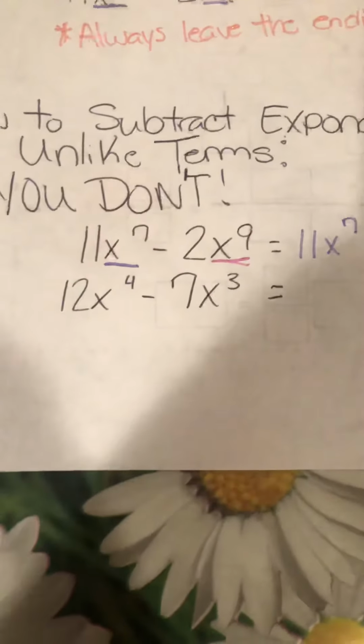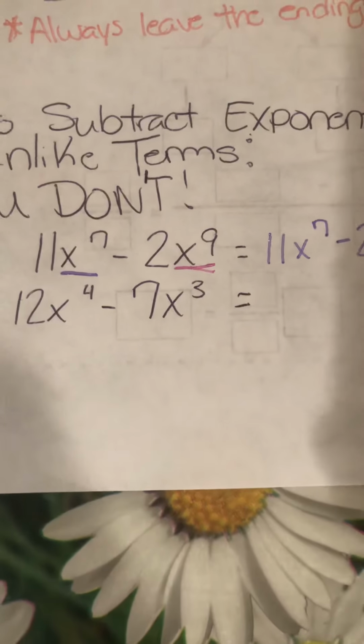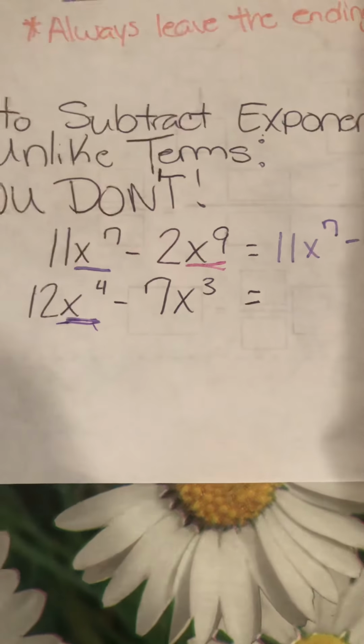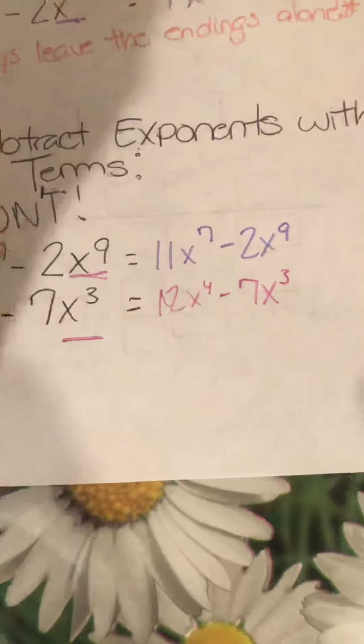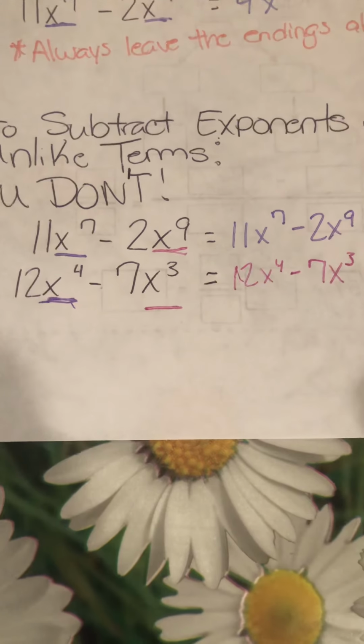Same thing with 12x to the 4th minus 7x to the 3rd. X to the 4th is different than x to the 3rd, so we cannot do the subtraction. You would just leave your answer as 12x to the 4th minus 7x to the 3rd. You cannot simplify that further. This is a 1, I promise you.